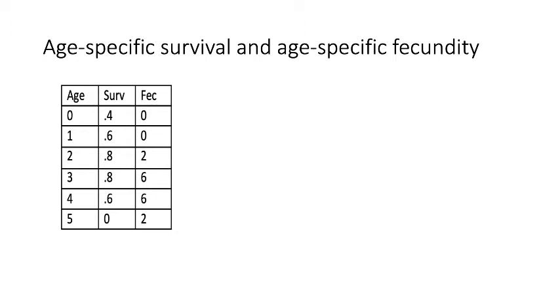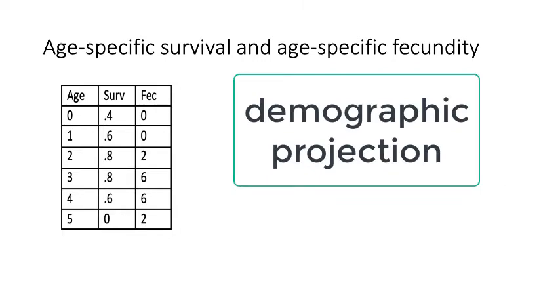So how can these numbers, the age-specific survival rates and age-specific fecundity rates, be of use to us? Well, I'm glad you asked. At a purely utilitarian level, this is precisely the information that we need in order to project population demographics into the future, or at least for as long as the age-specific survival and fecundity rates remain the same. And this is incredibly useful for us for things like planning.